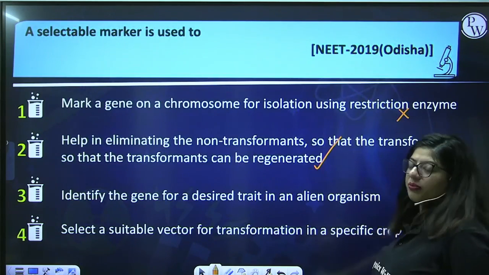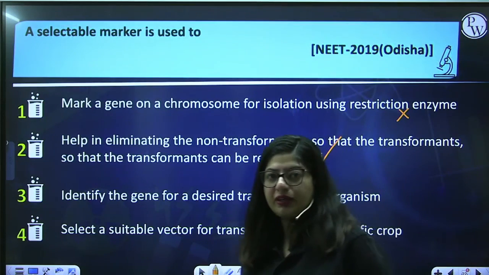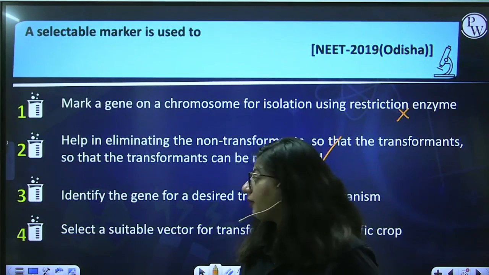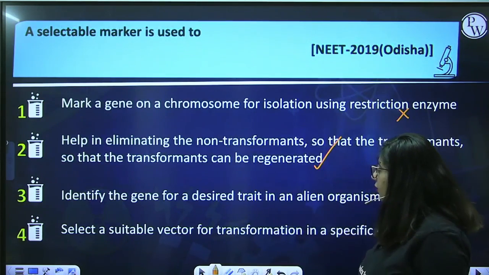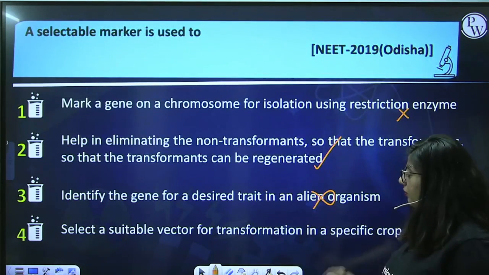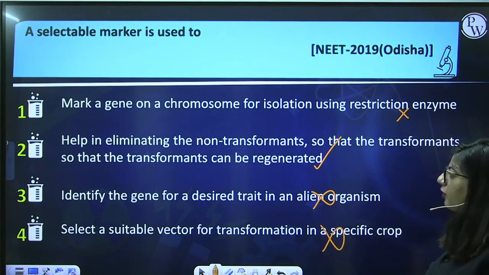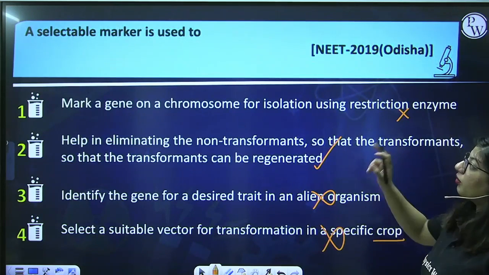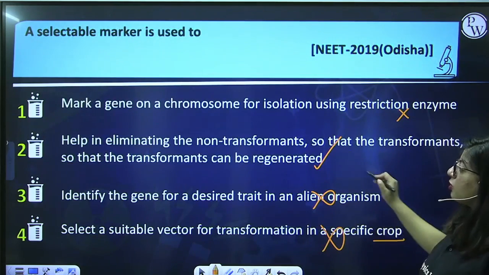This is true, because we want to know which are transformants and which are not. We need to get that. Identify the gene for a desirable trait in an alien organism. Select a suitable vector for transformation in a specific crop. Not crop. Here we are talking about the selectable marker. So answer is 2.